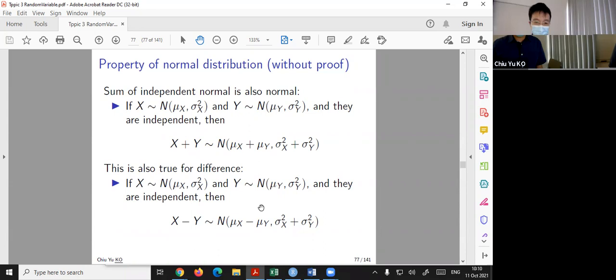This is interesting, and we'll use this idea in the next couple of classes. The same idea holds for the difference: you subtract normals, still a normal. You may ask why we talk about this. It will be clear for the rest of the whole course why we need it, but this is an interesting fact about the bell curve. I'm not going to explain further why this is true.